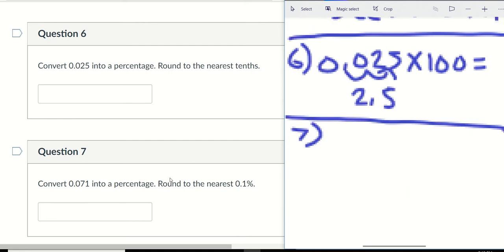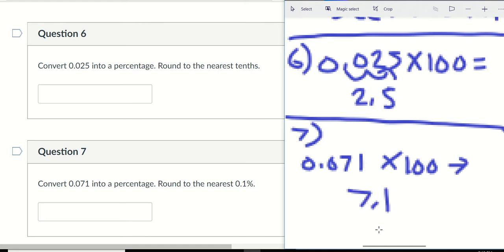Number 7, 0.071 times 100. So that gives us 7.1. Round to the nearest 0.1%. It's already there, so no rounding needed. Just enter in 7.1.